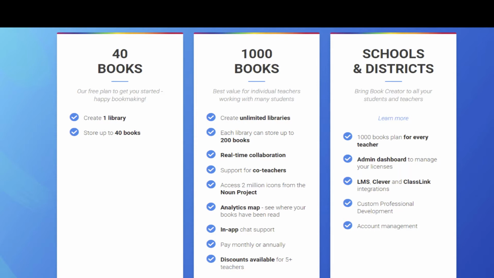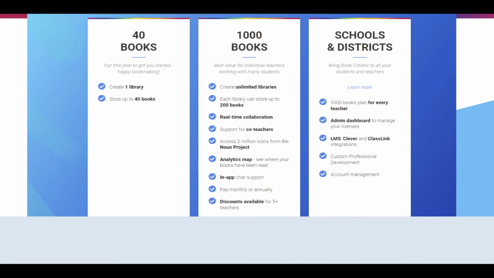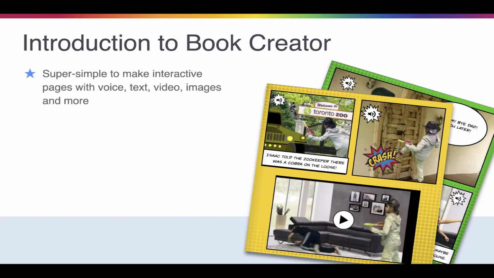Now, if you like Book Creator, you can either purchase an individual license with 1,000 books as well as libraries that can store up to 200 books, or there is a school and district plan that your school is able to purchase that really gives you pretty much unlimited features. That's probably the nicest plan, but there are other options as well. We're just going to be using the free one for today.